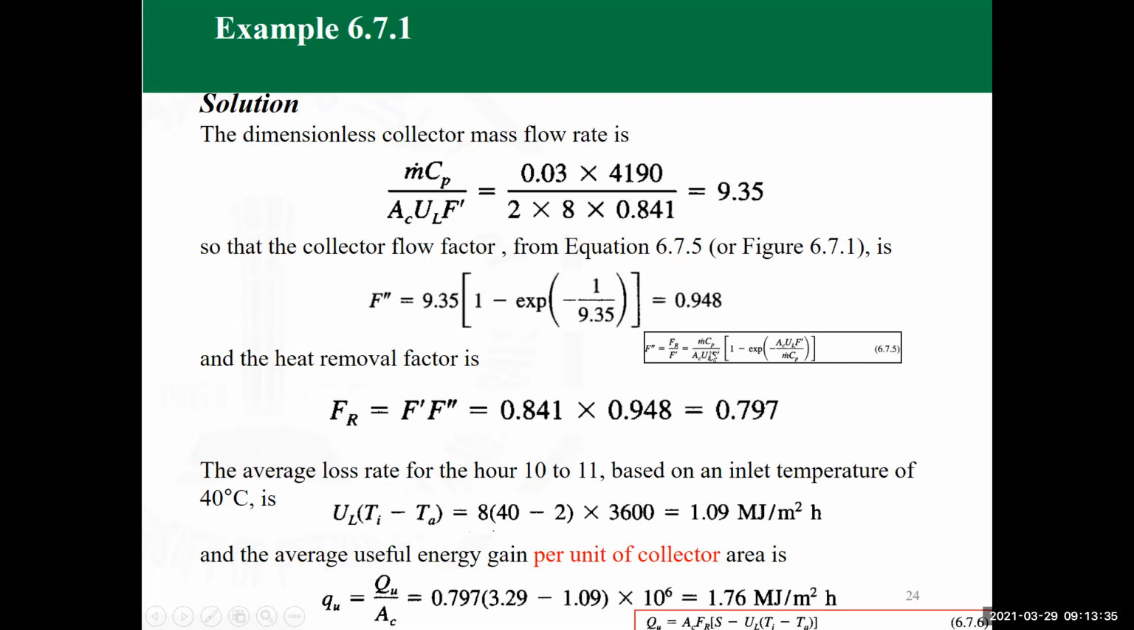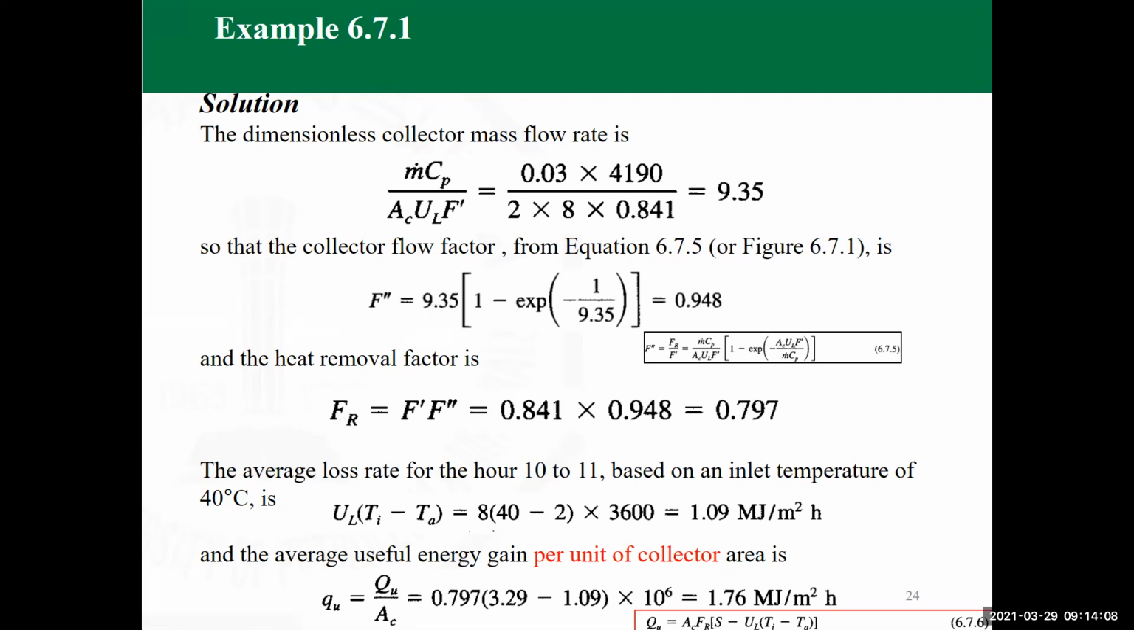This quantity is 1 over this quantity. So basically, F double dash is 9.35, which is sort of a number of transfer units, times 1 minus exponential of minus 1 over 9.35. So the value of F double dash has been calculated here as 0.948. We have F dash and we have F double dash, so we can calculate the value of the heat removal factor FR.